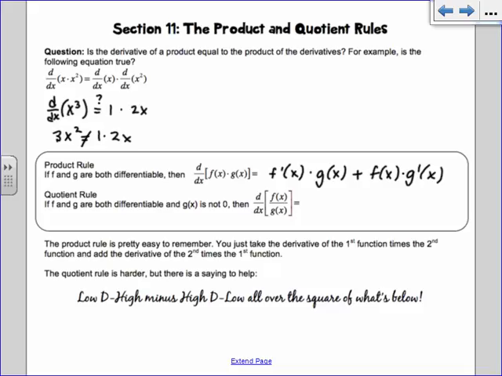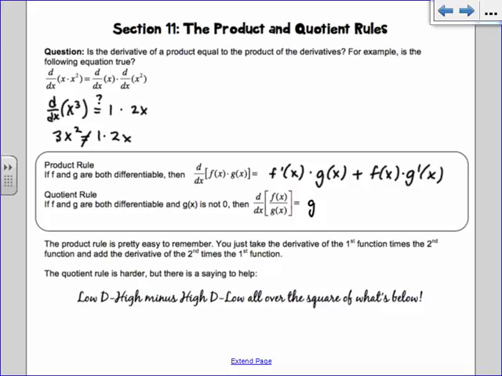This is what the quotient rule looks like. There's a saying that goes with it, so I'm going to say the saying as I write it. The saying is: low d high minus high d low, all over the square of what's below. Don't you like that saying? Someone asked me if I came up with it. No, it's been around for a really, really long time.